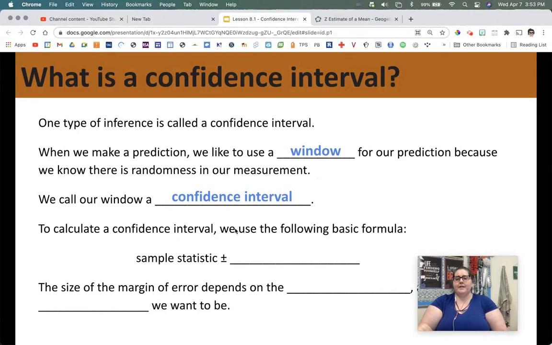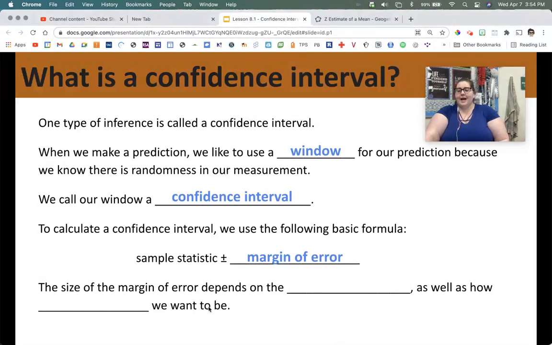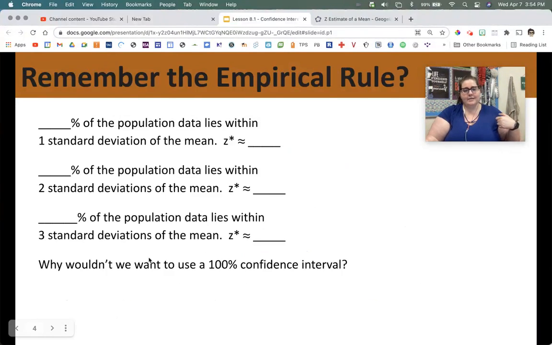So to calculate a confidence interval, the basic formula is we take a sample statistic. So that just comes from the sample data. What is the average from the sample? And then we add and subtract what we call a margin of error. The size of the margin of error depends on a couple things. It depends on our sample size, but it also depends on how confident we want to be. The intro video that you watched talked a little bit about how sample size and how confidence level can affect how wide or narrow that interval is.